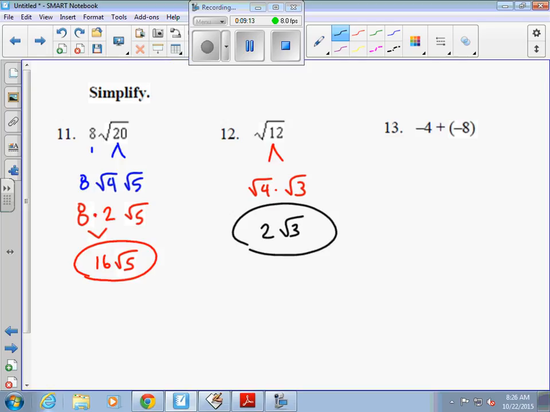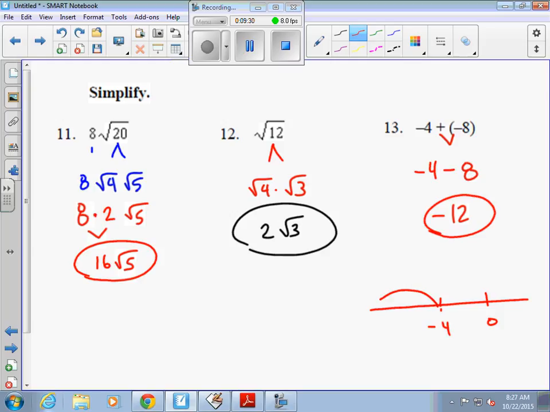Negative 4 plus a negative 8. Remember, plus a negative means minus. Negative 4 minus 8. Same signs, add them up. 4 and 8 is 12, and keep the common sign, negative. You can see this on a number line. You're at negative 4 already, and you're subtracting 8. You're going to go this direction. That's where your negatives are.